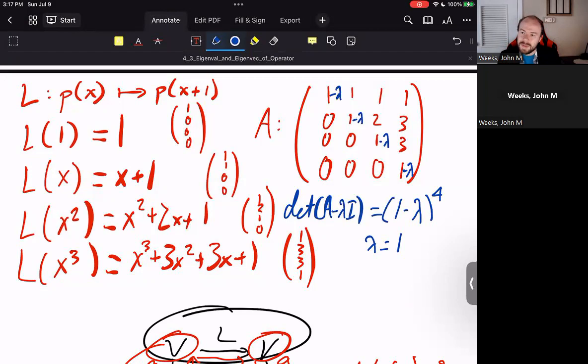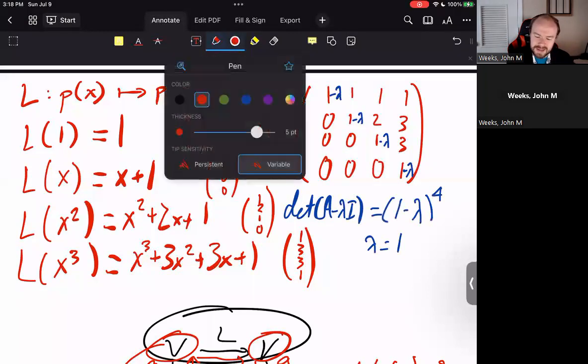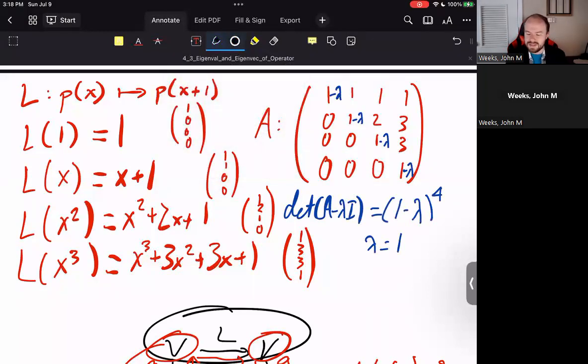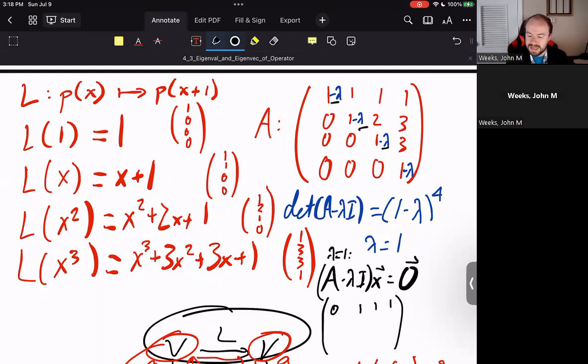So what is going to be the eigenspace here? Let's see if we can figure this out. Well, if it's going to be an element of this eigenspace, what are we going to do? We're going to need to solve the equation A minus lambda I, this time with lambda equals 1, times x equals the zero vector. So we're going to be doing A minus I. Well, what is this matrix going to be? This is going to be the matrix 0, 1, 1, 1, because we're plugging in 1 for lambda throughout here.